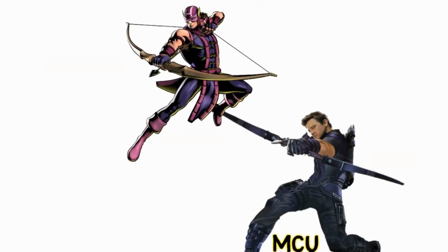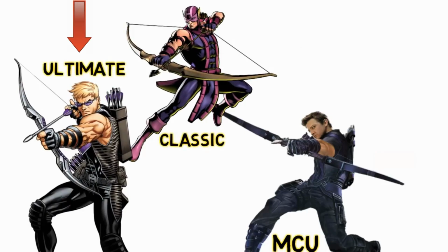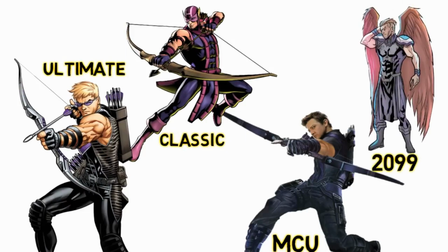The same goes with Clint Barton, aka Hawkeye. You can see how his MCU version is based on the Ultimate Universe, just like many other MCU characters. 2099 is a guy named Max, whose DNA was mixed with a hawk.